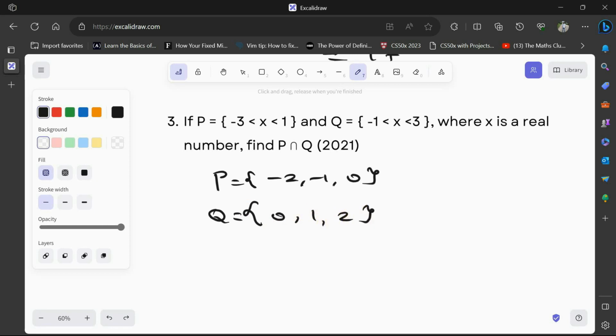So if you look at it, what is common in both of them? What is common in both of them is just 0. So P intersection Q is just 0. So this should be our answer. This is a very direct question. Let's see if we're correct.